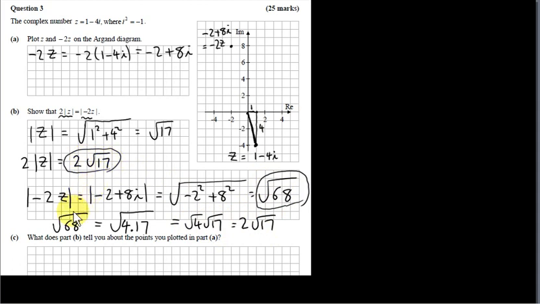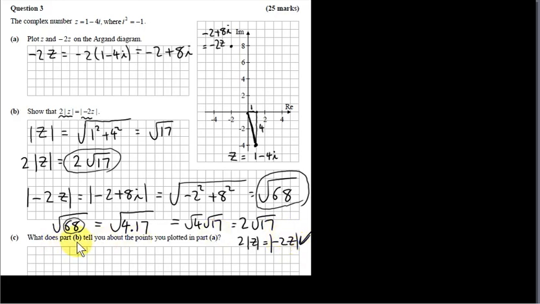So when you're looking for factors of 68, you want 17 to be hopefully one of them. So you divide 68 by 17 and you get 4, and then you can break this down. So you can show that root 68 equals 2 root 17. So now you can see that 2 mod z is indeed equal to the mod of minus 2 times z. It's true.